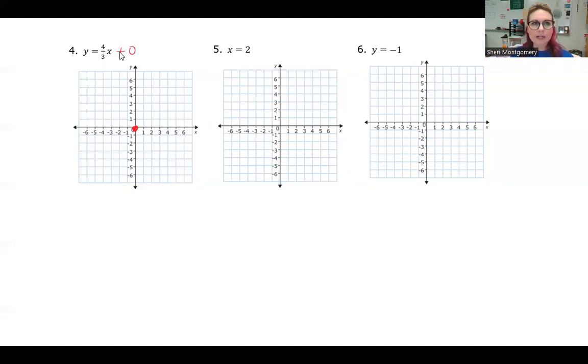For this one, I have a fraction for a slope. So it tells me that I'm going to go up 4, 1, 2, 3, 4, and then over 3, 1, 2, 3. And I'm going to put a point. And then I'm going to do the same thing the other direction. Then I'm going to connect my dots. Oh, that one was much better.